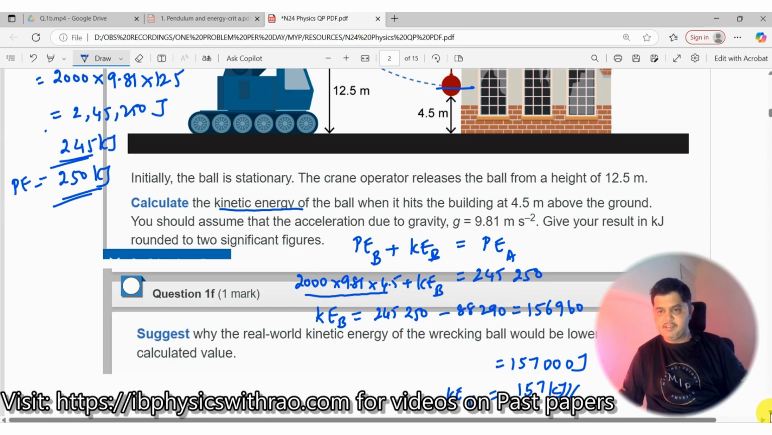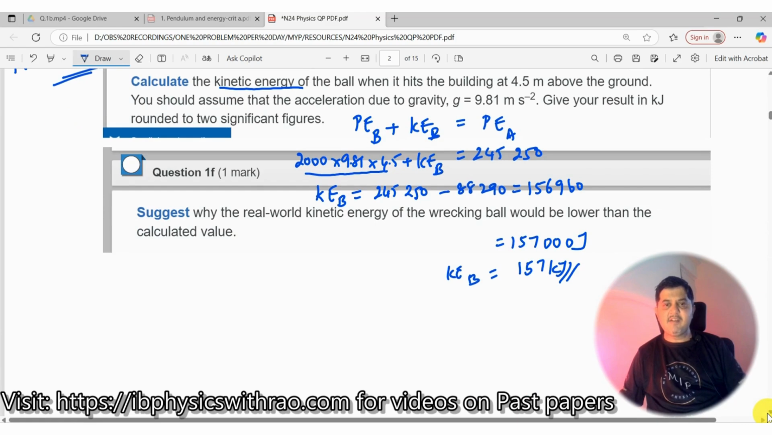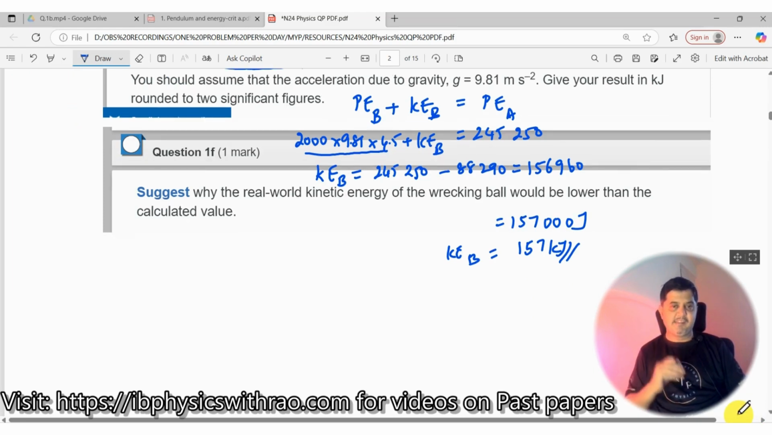Now the next question states, calculate the real world kinetic energy of the wrecking ball. Suggest why the real world kinetic energy of the wrecking ball would be lower than the calculated value. Why should it be lesser? What could be the reason? You know, this ball, while it is swinging from that height to this height, definitely has something like friction. Sorry, not friction, the air resistance, right? There will be wind resistance over it. So some amount of energy would have been lost over there, and as a result you will lose it. Now, this is for 1 mark, and you need to write something here.